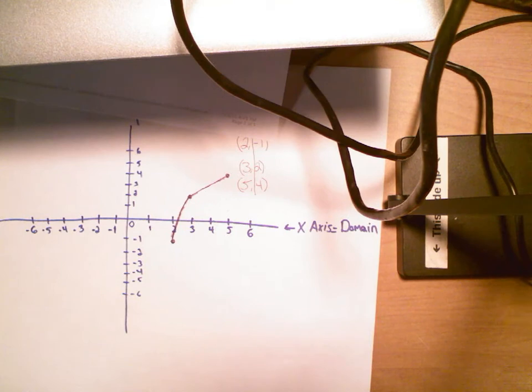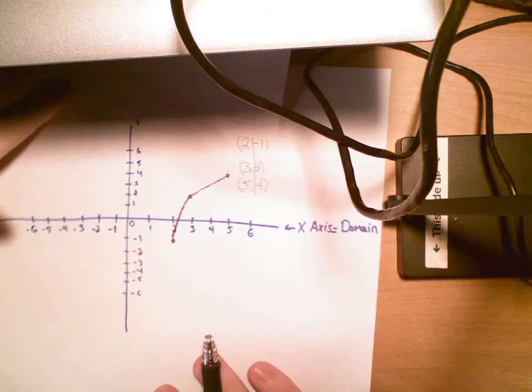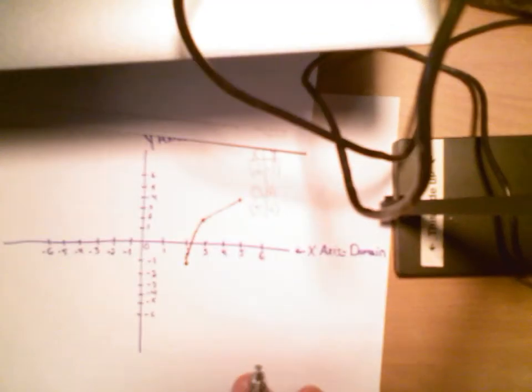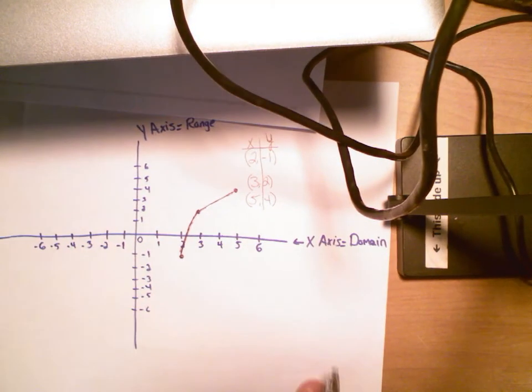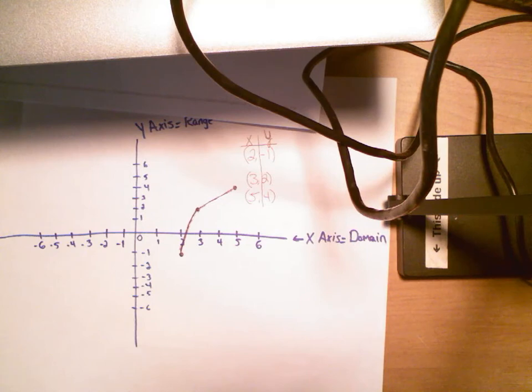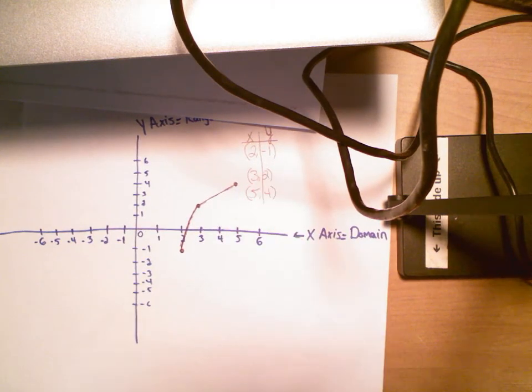Now, there's another way that we can solve for functions, which is called the vertical line test, and we'll cover more on that next week. But until then, this is how you solve your domain, range, and function and graph them on a coordinate plane.